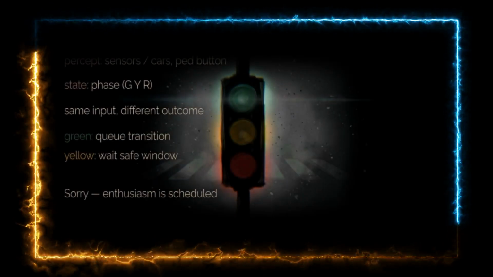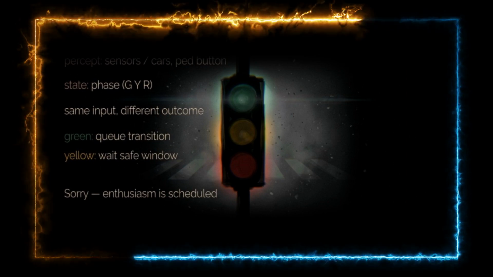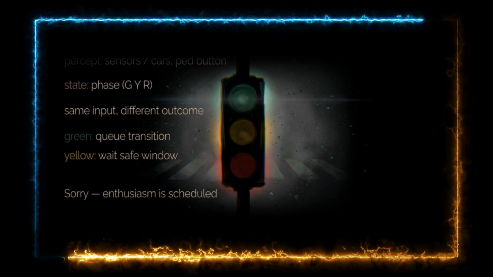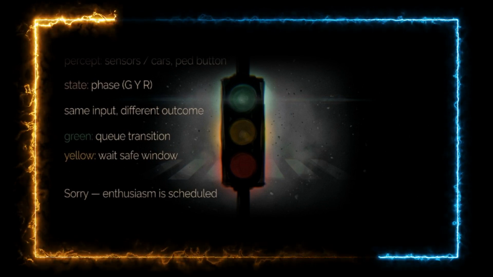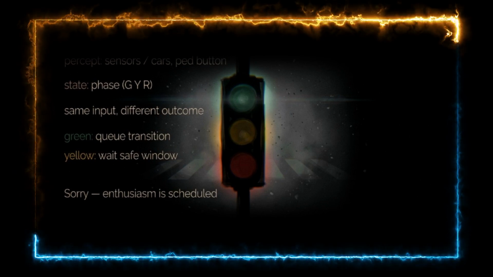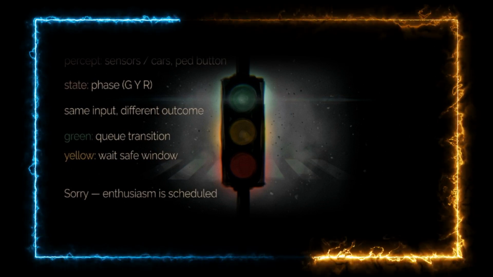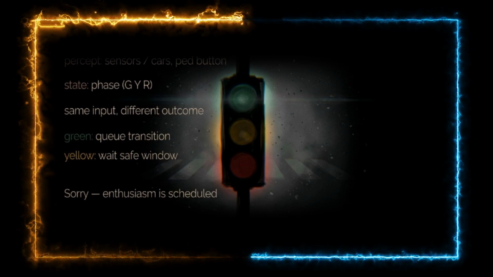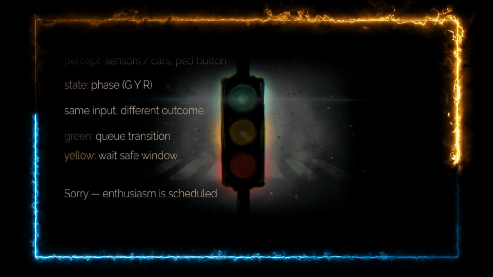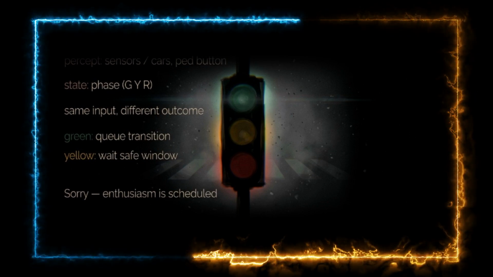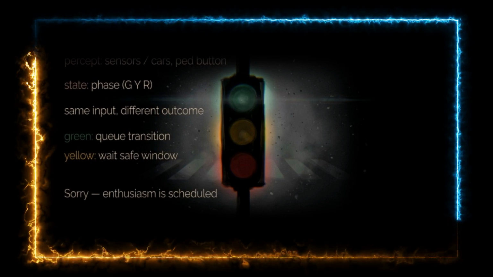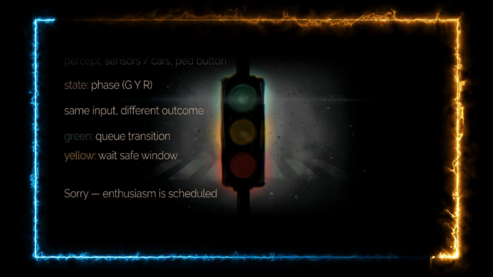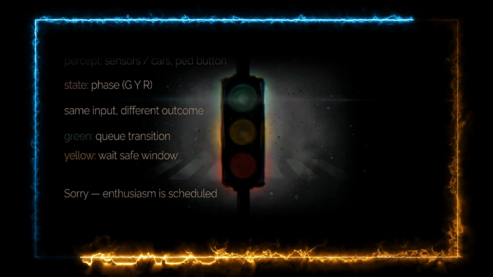Consider a simplified traffic light controller. Percept: sensors, cars waiting, pedestrian button. State: current phase in the cycle, green, yellow, red. Same sensor reading, different outcome. Pedestrian button pressed during green might only cue a transition. During yellow, it might be ignored until the next safe window. Action depends on phase state, not only the button now. Sorry, your enthusiasm at the crosswalk is still scheduled.